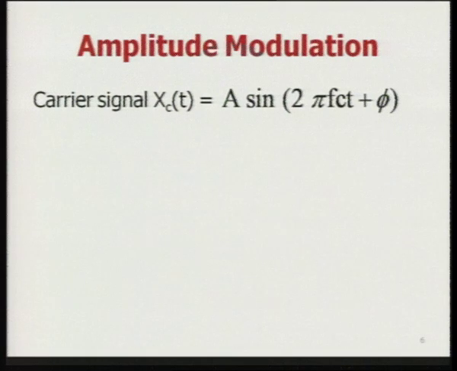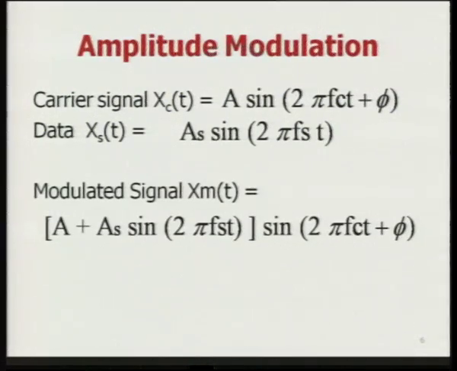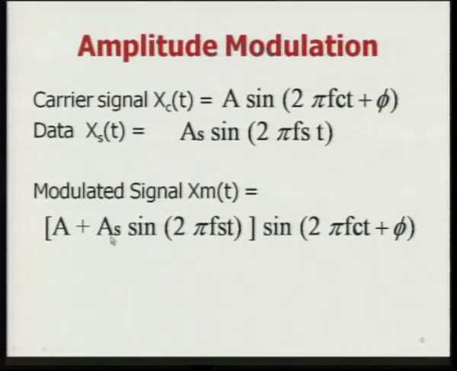In amplitude modulation, you have a carrier signal xc(t) which is represented as A sin(2 pi fc t + phi), as we just saw. The data signal xs(t) could be another sine signal, for instance, As sin(2 pi fs t), where As is its amplitude and fs is its frequency. Now, the modulated signal xm(t) is obtained by varying the amplitude A in accordance with the data signal xs(t), that is by adding As sin(2 pi fs t) to A, you would get (A + As sin(2 pi fs t)) sin(2 pi fc t + phi). So, this would be the modulated signal xm(t).